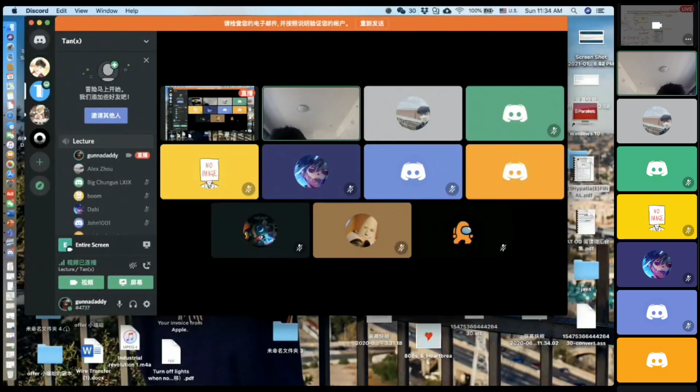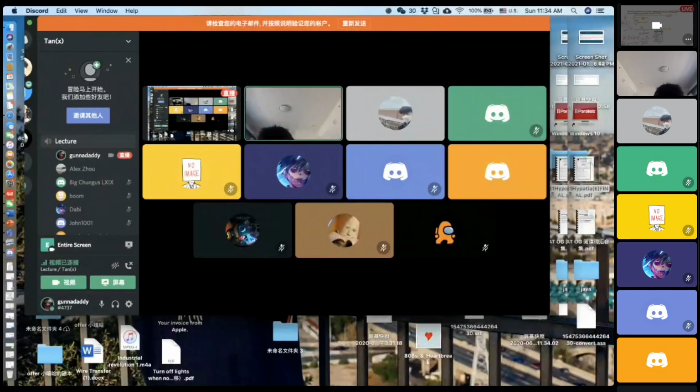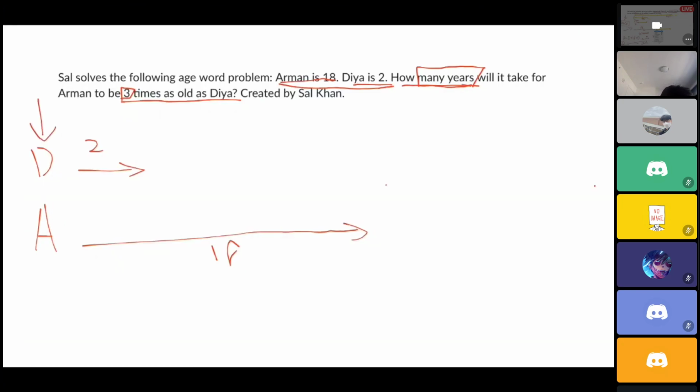Okay, so I guess I'll start here. So we have Armin, this is Dia, right? And the arrow represents age. Everyone follows that part, right?